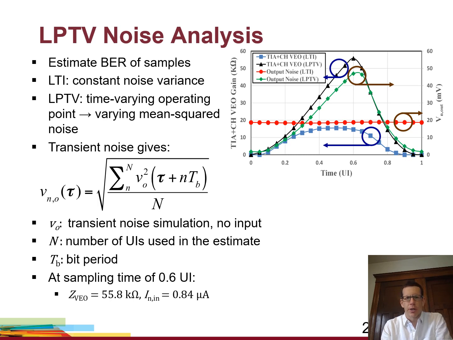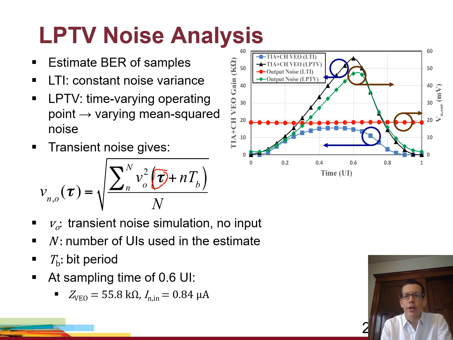In the linear periodically time varying system though, the magnitude of the noise sources varies over the unit interval and their transfer function to the output node also changes over the unit interval. So we have to take a more nuanced look. We evaluate the output noise using this expression. So VO is found through transient noise simulation, where we apply no input. Then, to find the RMS noise at a particular location in the unit interval, we go a certain offset into each unit interval and compute the statistics of those samples, at a given offset in the unit interval. That offset is tau. So we go through that sequence of points and compute a variance that's a function of tau.